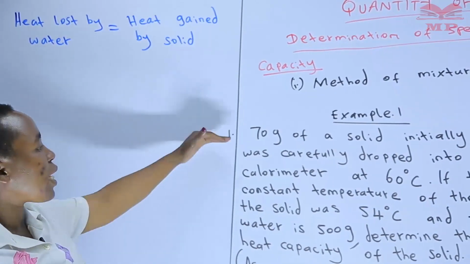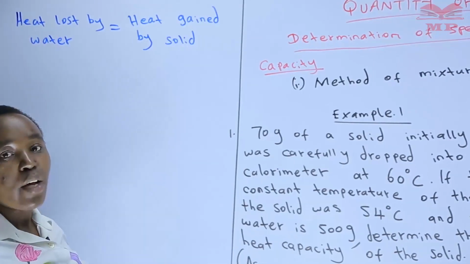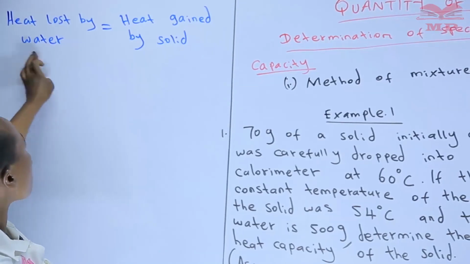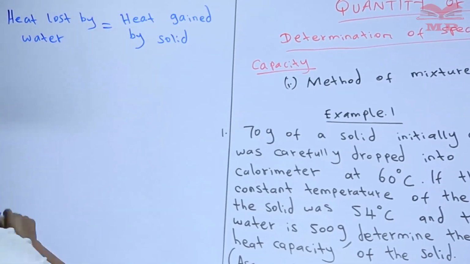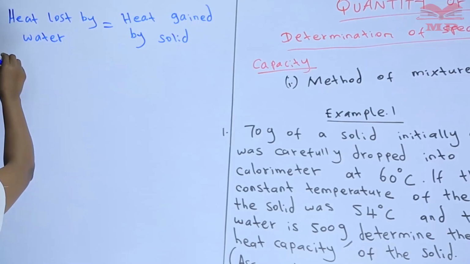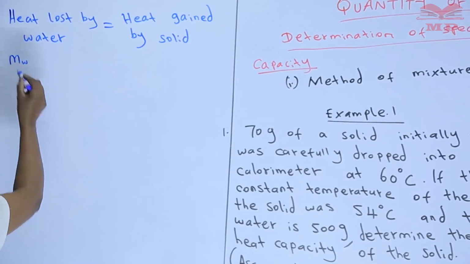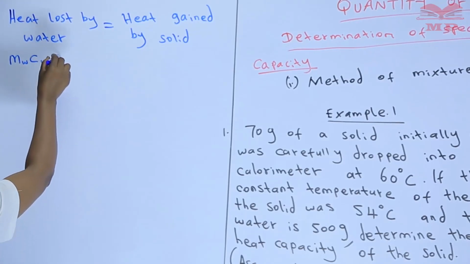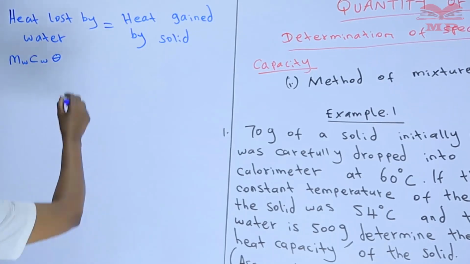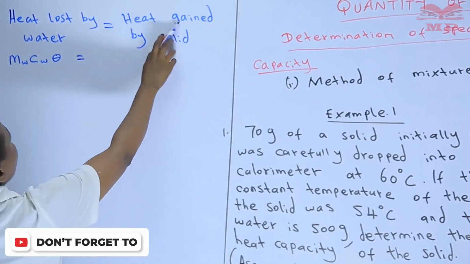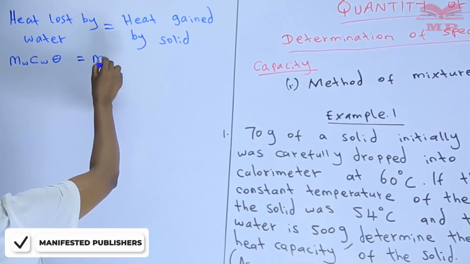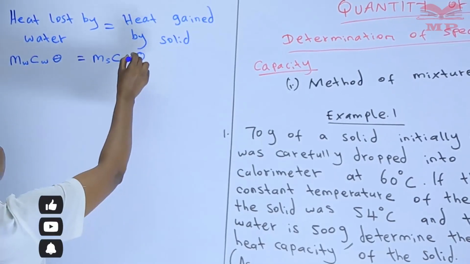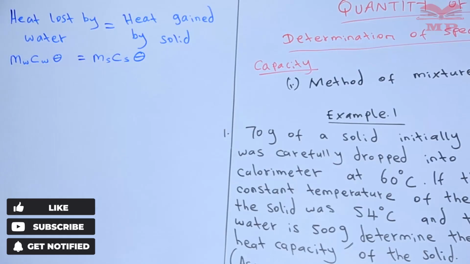Then after that, we can analyze and see what we are given so that now we can calculate. But before that, we can write first the formulas here. So heat lost by water, we know it will be given by the mass of water times the specific heat capacity of water times the change in temperature, which is equal to heat gained by the solid: mass of the solid, times the specific heat capacity of the solid, times the change in temperature.